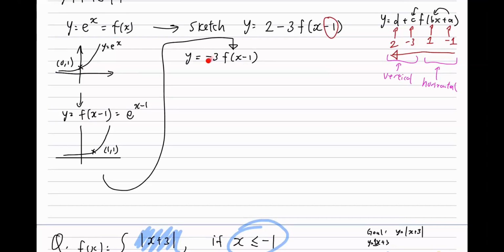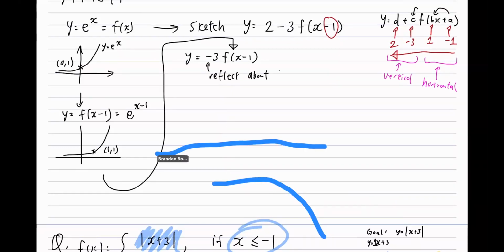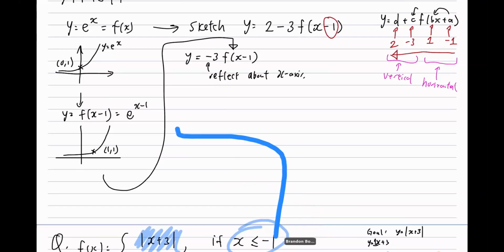When you times negative, you have to reflect the graph about, in this case, let me think, about the y-axis. So it's like this. Let me think, does it make sense? Sorry, about the x-axis. Yes, that's the correct one. Reflect about the x-axis.